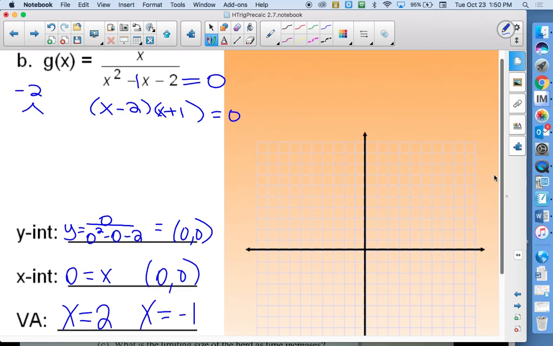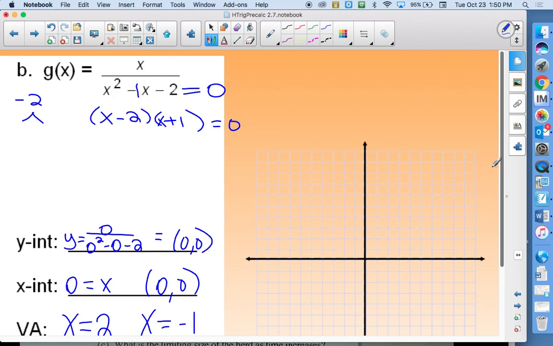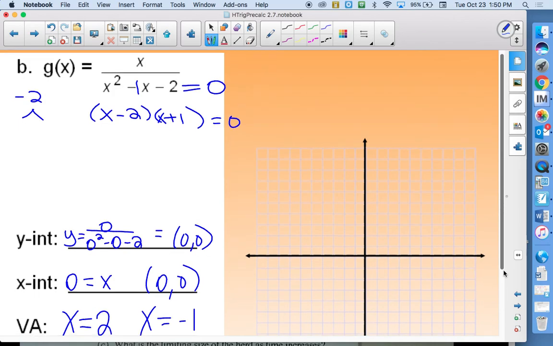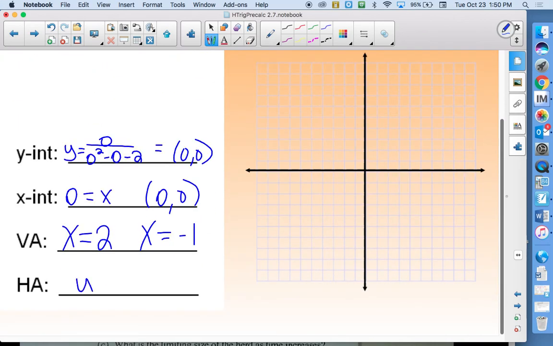And then the last one, Michael, where would the horizontal one be? It's 0. Why? Because the degree of the denominator is greater than the numerator. Awesome. So the degree of the denominator is bigger than the one in the numerator, so it's just at 0. So graphing this, you have one intercept again, but now we have two vertical asymptotes and one horizontal. So intercept 0, 0. And then -1 for an asymptote and +2.